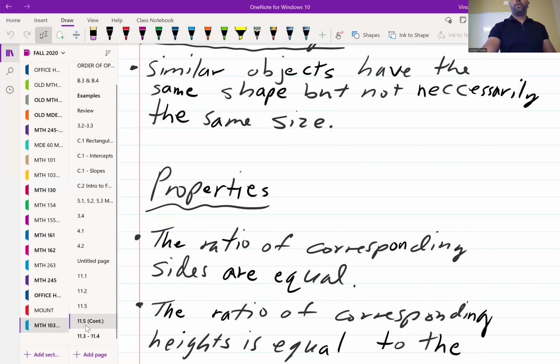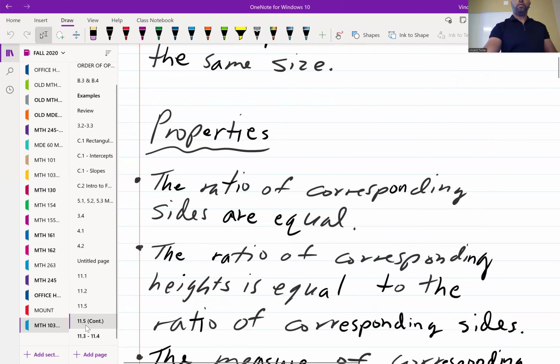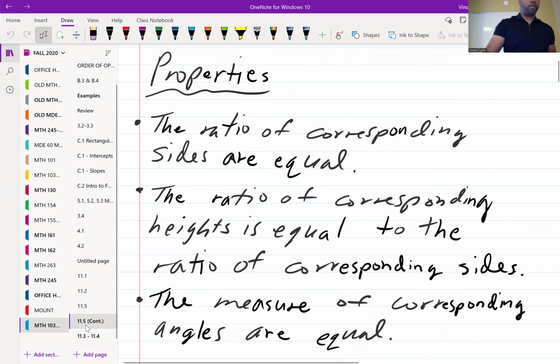All right, let's scroll up on that first statement. So, properties. The ratio of corresponding sides is equal. The ratio of corresponding heights is equal to the ratio of corresponding sides. And the measures of corresponding angles are equal. It will probably make more sense when I put some numbers on it. You'll see that in a second. But yeah, those are properties.